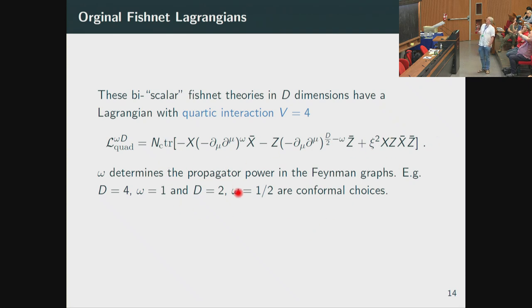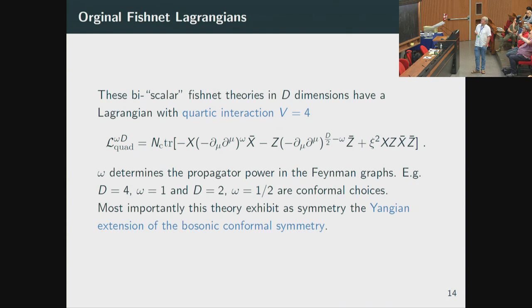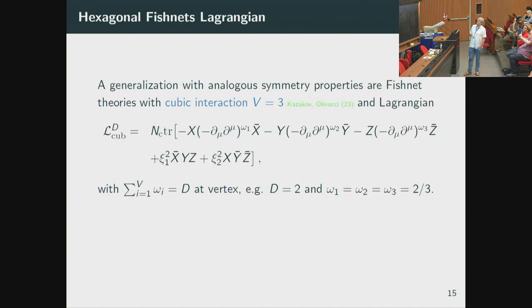But here, if you, let's say, are in four dimensions, then the natural weight of the propagators is actually 1/2, like for the scalar. And then in two dimensions, it would be 1/2. So these are the conformal choices. And the Yangian symmetry is an extension of the conformal symmetry. So you need a conformal theory. And why these theories have been so much considered is that they keep the extension of the Yangian symmetry.